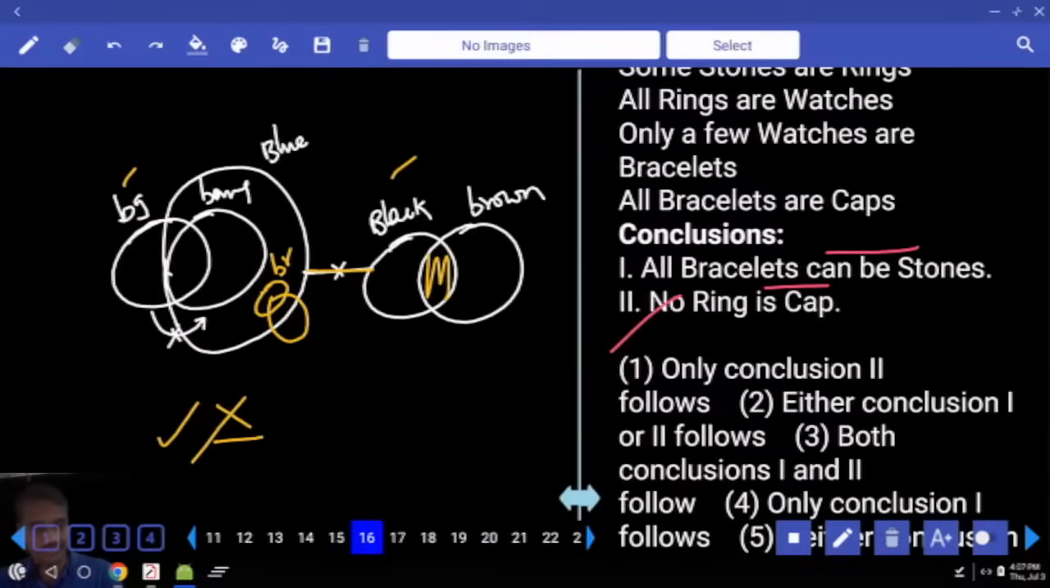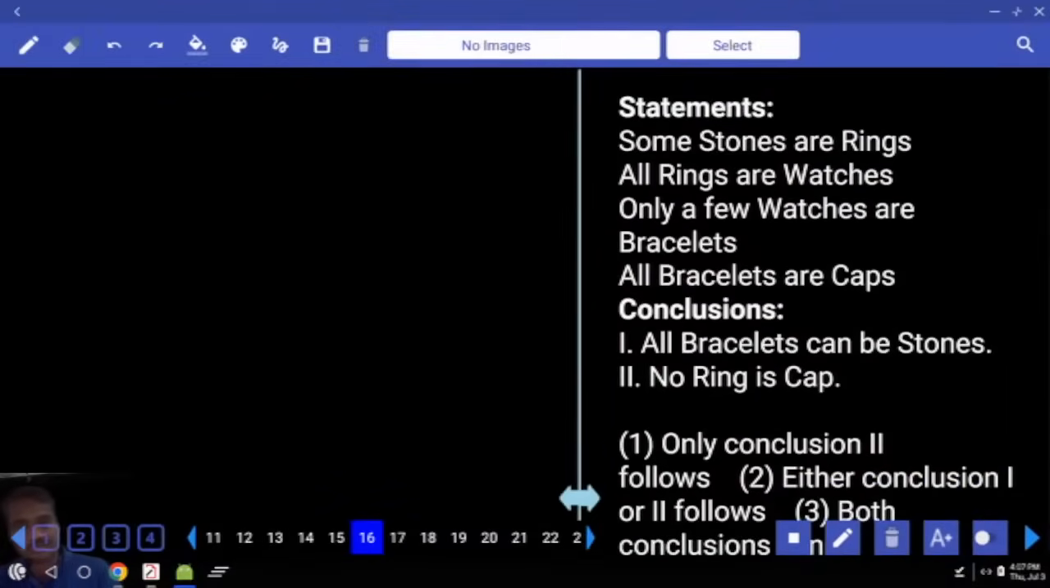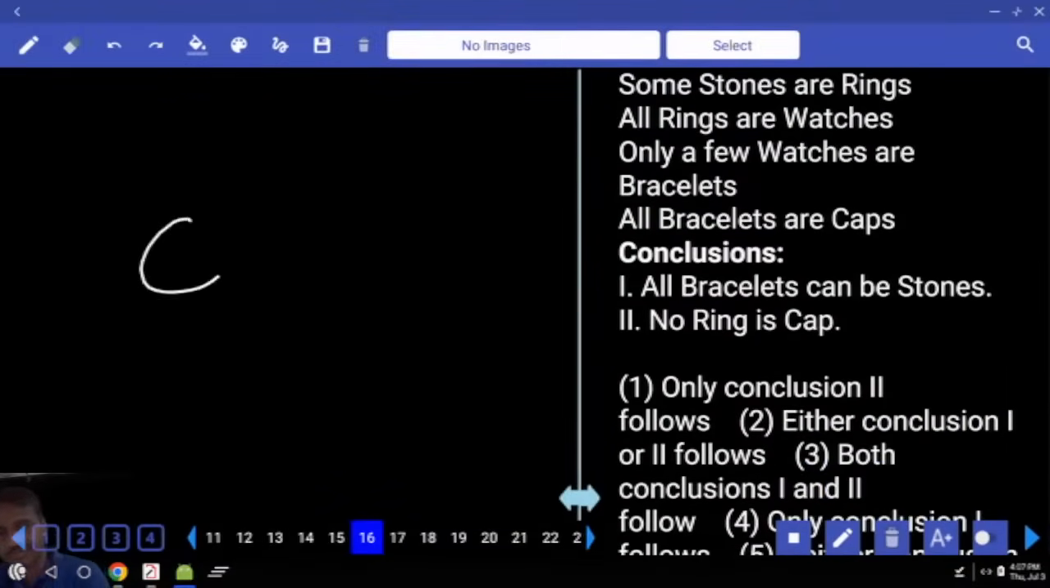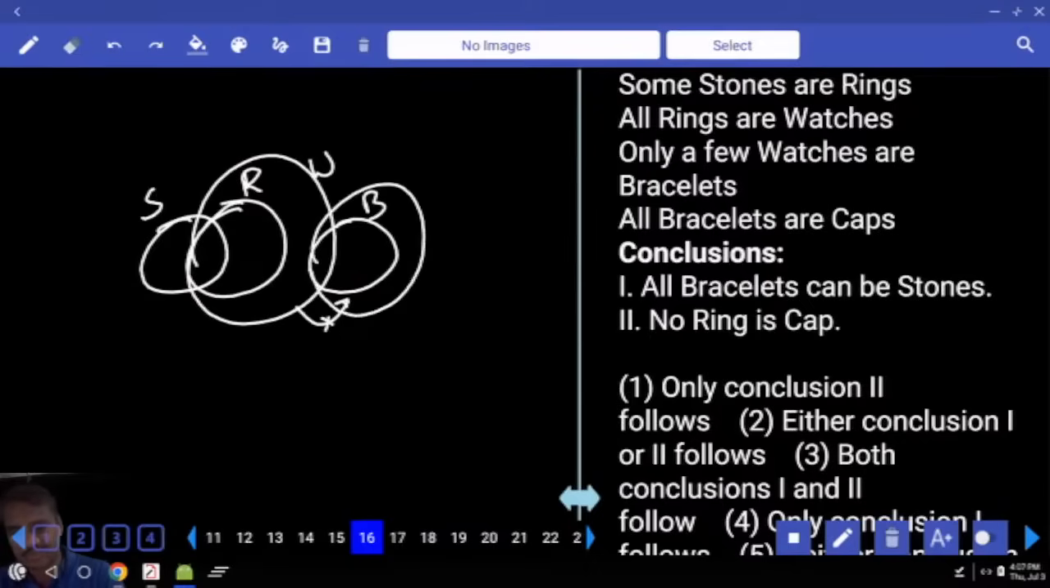Then the 16th one. Now 16. Now some stones are rings. Now these are the stones that are rings. And all rings are watches. Now this entire ring is a part of watches. And only a few watches are bracelets. Some watches are bracelets, but not all. This entire watch cannot be a part of bracelet. And all bracelets are caps.